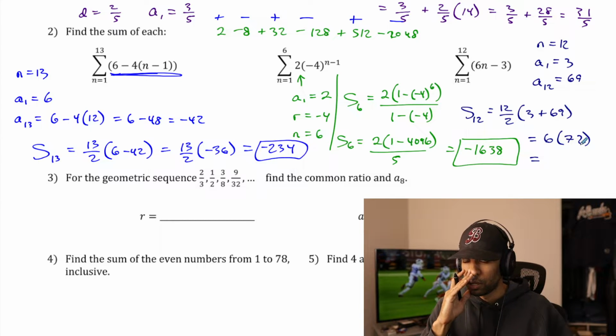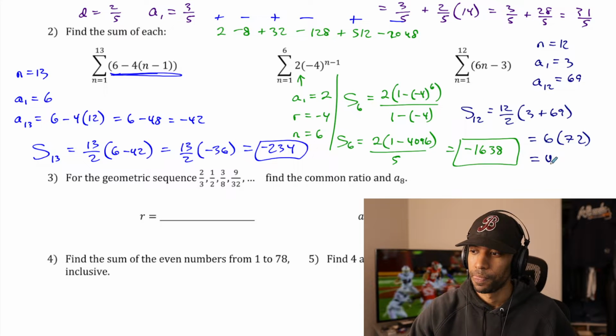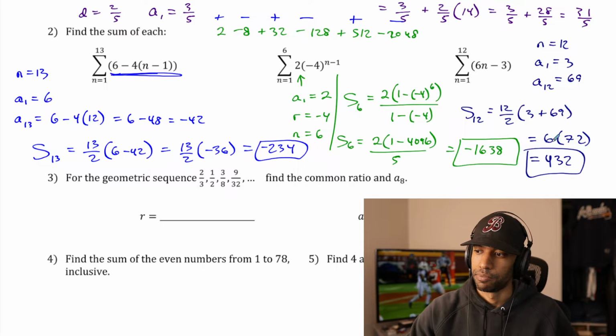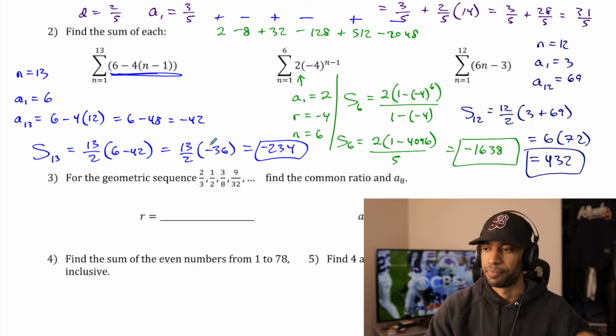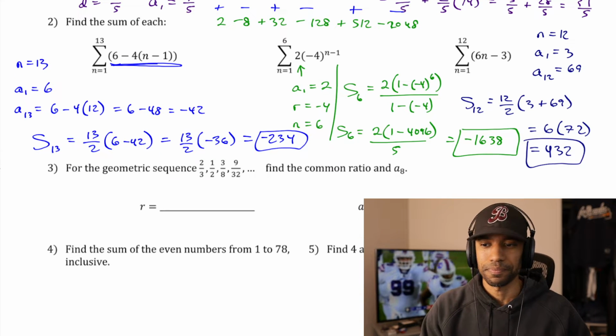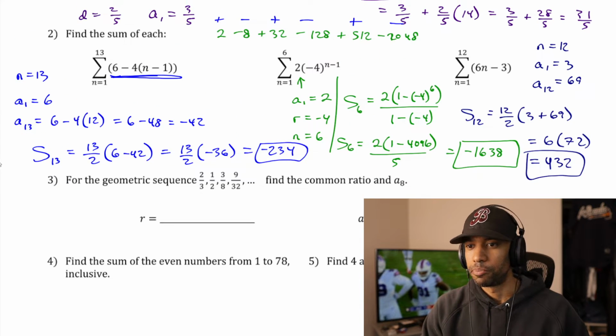420, 432. I'm just gonna say it out loud. Never mind. I'm not gonna say it out loud. All right. That's all of number 2, finding those sums.